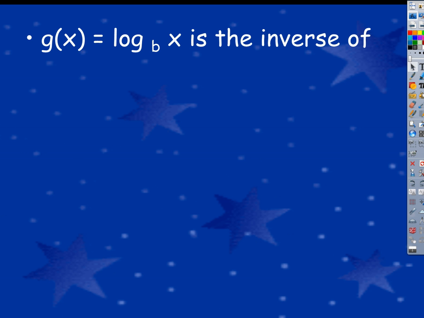Okay, all right. So here's what I wanted to make sure I got to. The base B log of x is the inverse of the base B exponential function. Okay, this is really easy to show.